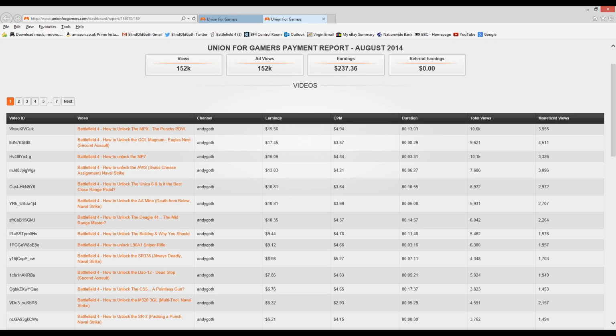And it's not the latest how to unlock videos that make the most money. It's the guns that people struggle with. So the MP7 is still a very popular how to unlock video because the MP7 is a badly worded assignment. And you can see that the L96 is still up there, the AWS is still up there, and the MPX is the most popular how to unlock video there is.